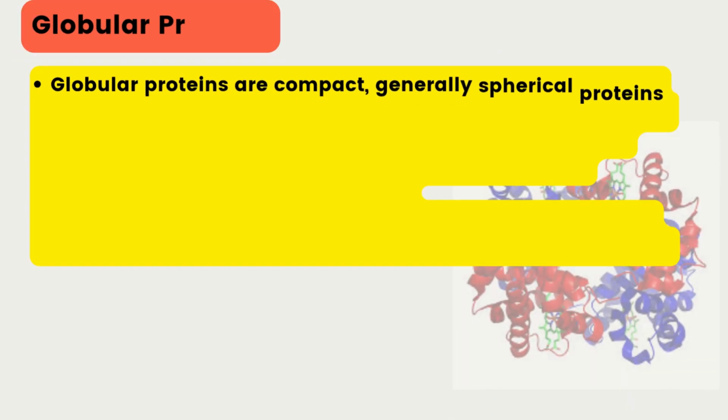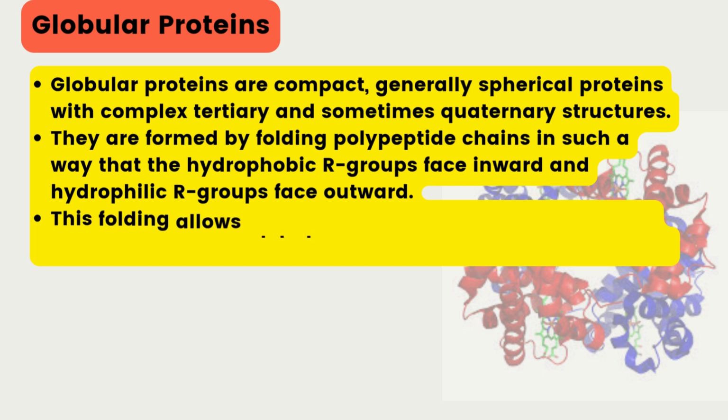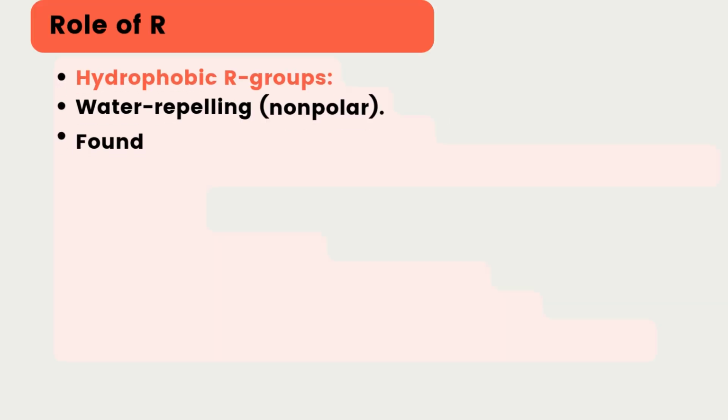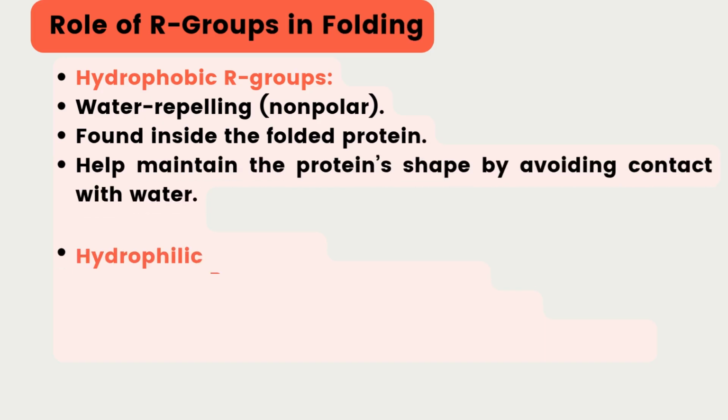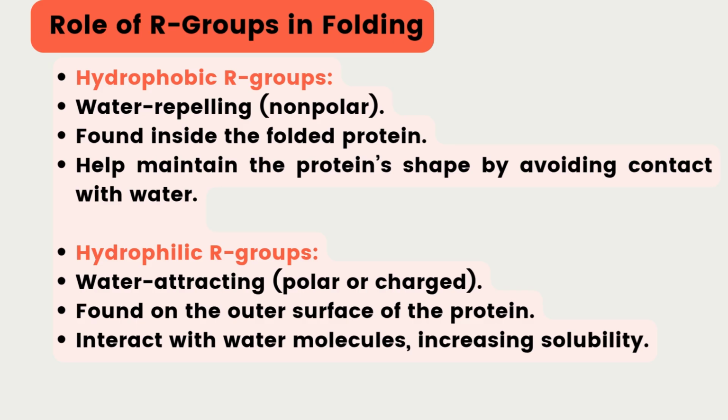Globular proteins. Globular proteins are compact, generally spherical proteins with complex tertiary and sometimes quaternary structures. They are formed by folding polypeptide chains in such a way that the hydrophobic R groups face inward and hydrophilic R groups face outward. This folding allows globular proteins to be soluble in water, or more precisely, to form colloids in aqueous environments. Proteins are made up of amino acids, and each amino acid has a side chain known as an R group. These R groups play a critical role in how the protein folds into its final three-dimensional shape.